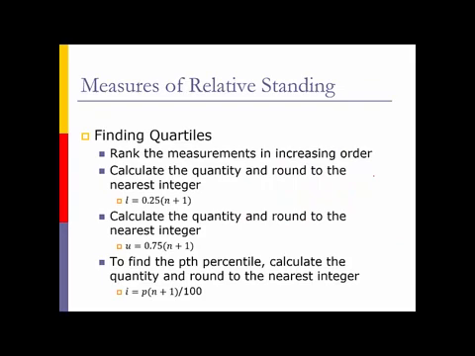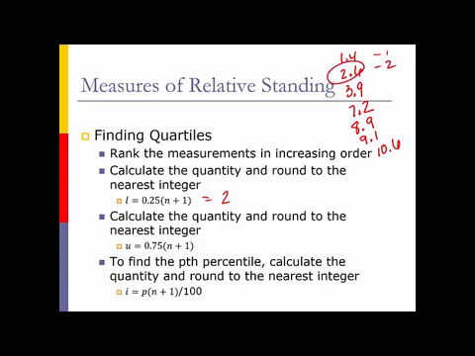Now in order to find the quartiles, you're going to rank your measurements in increasing order. So let's say we've got four data points. Let's do 6 data points, 7 data points to make it fun. So we have 7 data points. So our L value would be 7 plus 1, or 8, times 0.25. So that says 2. So that is referring to the order number.